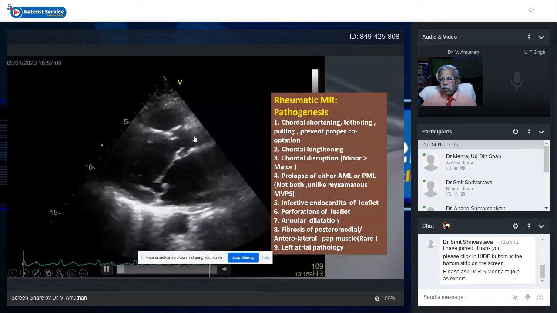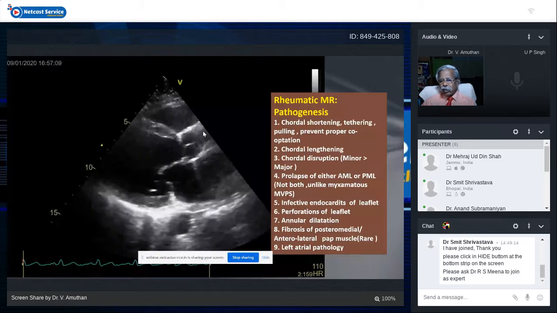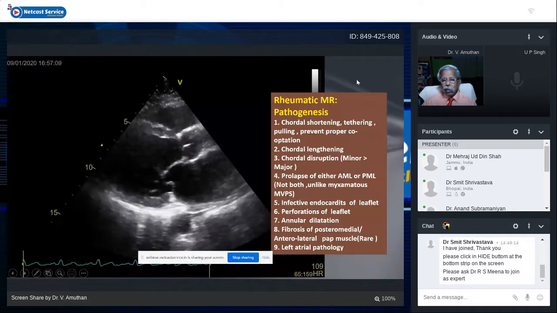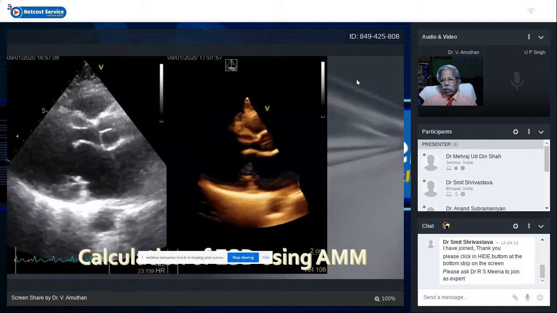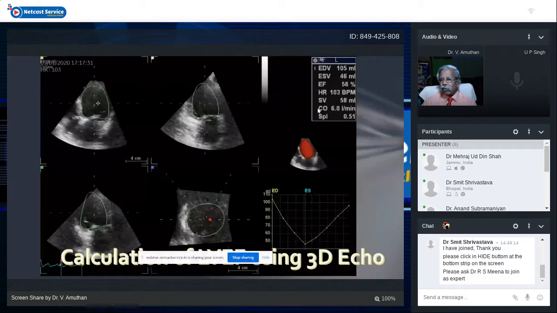This is one patient I will show you, a patient with rheumatic MR. There is caudal shortening, tethering and pulling, preventing the coaptation. That is the point which you can see here. So this is the 3D long axis, and what you have to do is the anatomical M mode. End systolic dimension has to be measured. End systolic dimension here is 3.8. The standard surgical indication is 4. So this patient is progressing, and this is the ejection fraction, which is around 56. When the ejection fraction is less than 60, that is an indication for surgery.